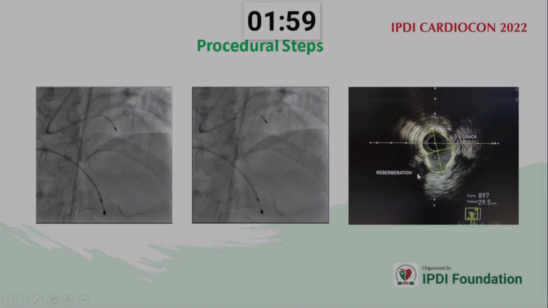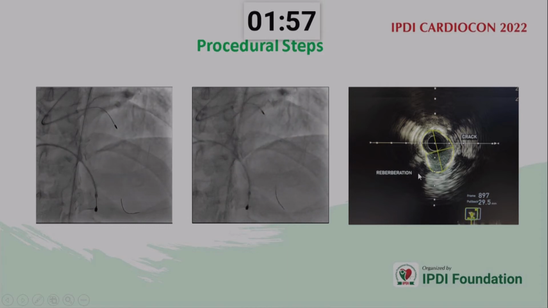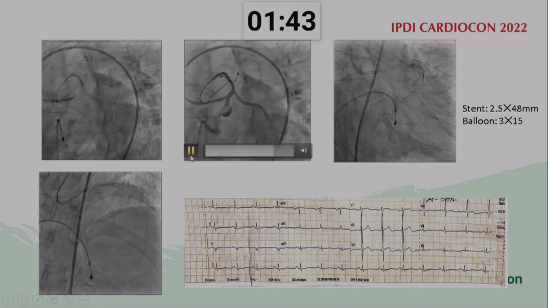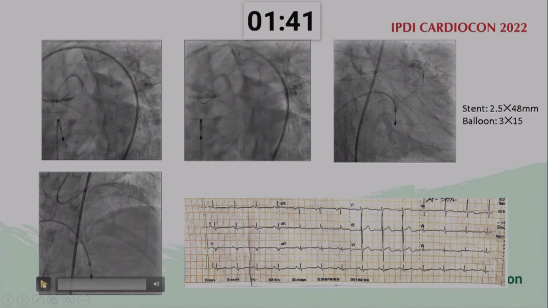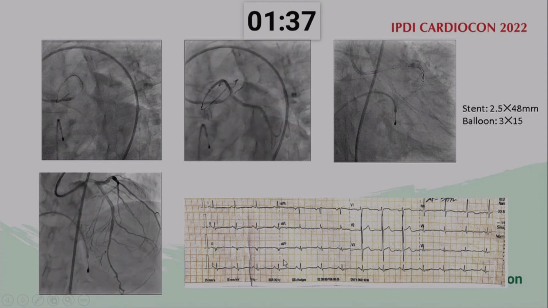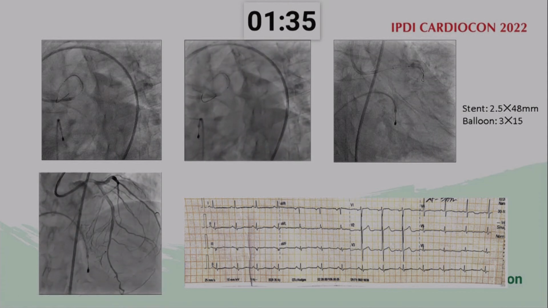And this is a picture after rota, and you can appreciate there is a crack in the calcium and there is a new generation of reverberation, all signs of successful rota ablation. And after that, we fixed the lesion with a 2.5 stent covering the LAD ostium, and further post-dilatation was done with a 3 into 15 millimeter balloon, and after the procedure, the EKG changes came down to normal.